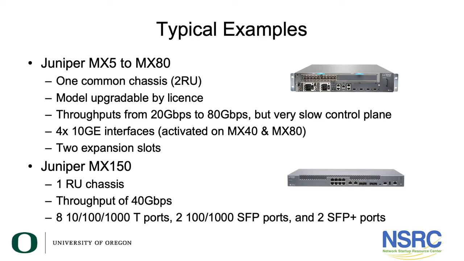Notice they're quite significant size, 2RU, and a reasonable amount of power is also needed to run them. Juniper is, I suppose, in the process of replacing these with the MX150, which is 1RU, throughput of 40 gig, and allowing 8 10/100/1000 copper ports, and 2 SFP, so 1 gig ports, and 2 SFP plus 10 gig ports.